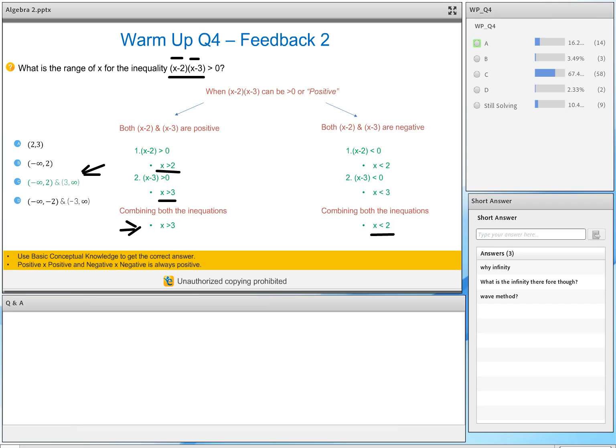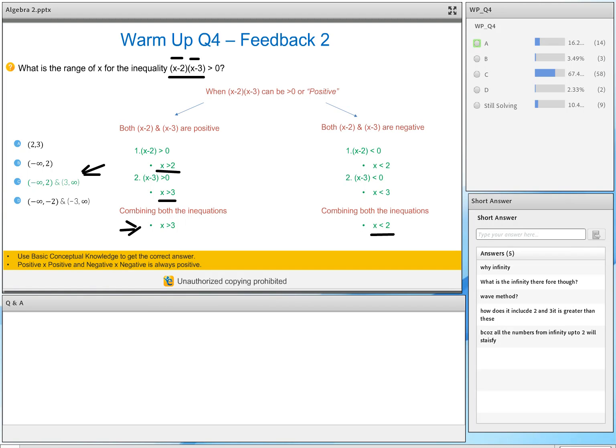Okay. Why infinity? Because again, x is greater than 3. What does greater than 3 mean? 3 and so on till infinity. Likewise, x is less than 2, right? So again, from minus infinity all the way to 2. It does not include 2 and 3. Okay, and that's why the parentheses are the way they are.